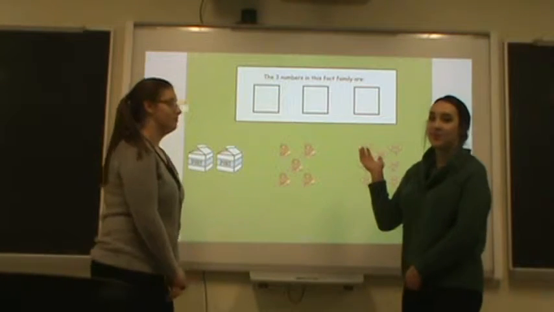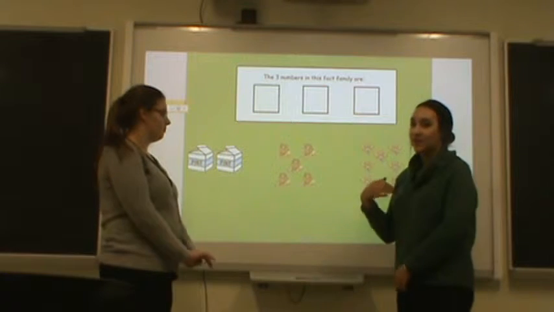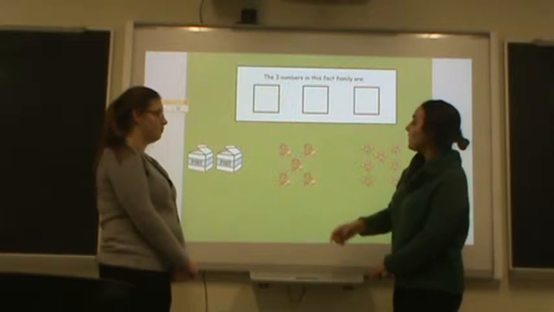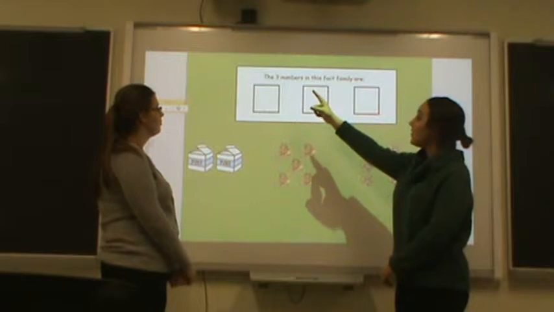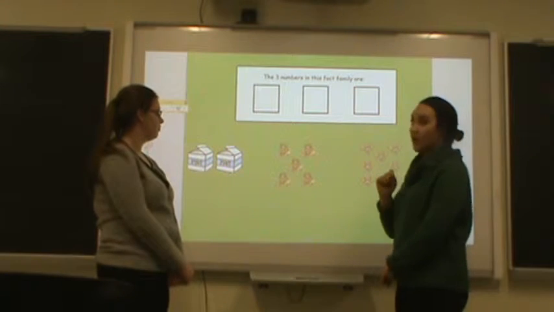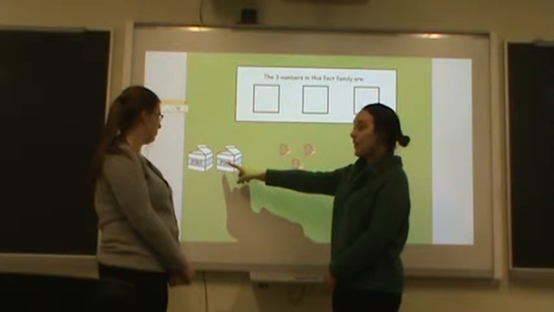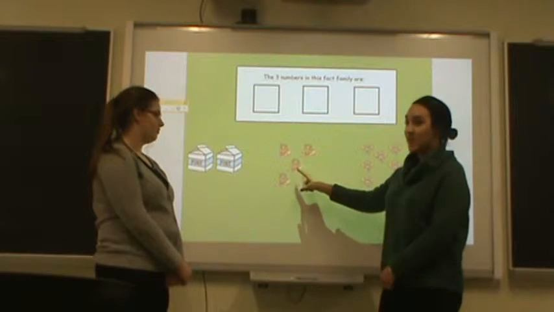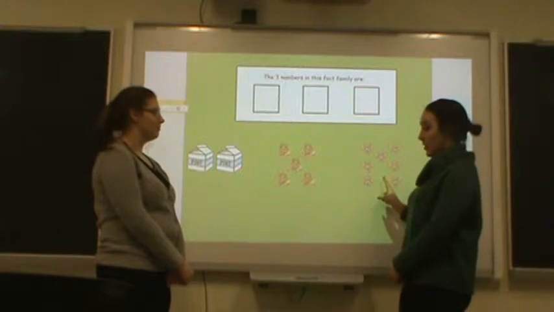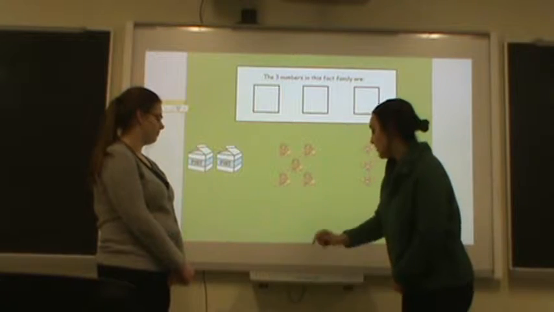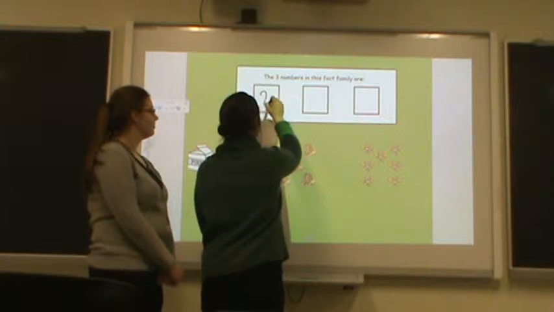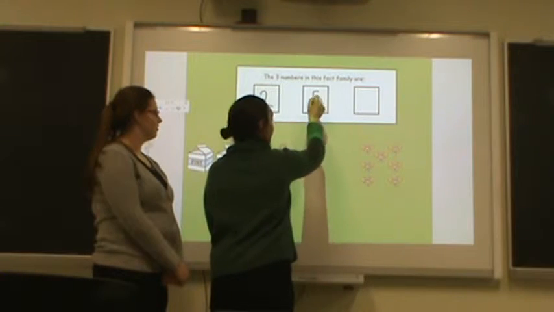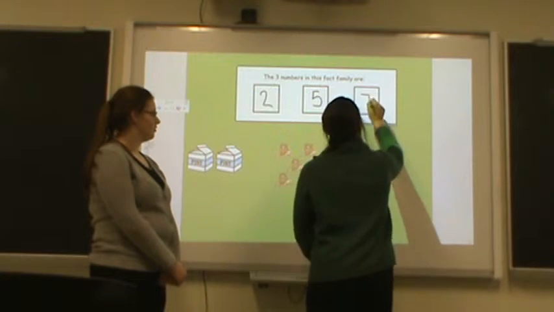For this one, we would have the students do the same thing, volunteer and come up to the board, but for this one, we're going to use pictures instead of numbers. So it asks, the three numbers in this fact family are, so we have 2 pints of milk, 5 lions, and 7 dogs. So the students would write, for the 3 numbers in this fact family, 2, 5, and 7.